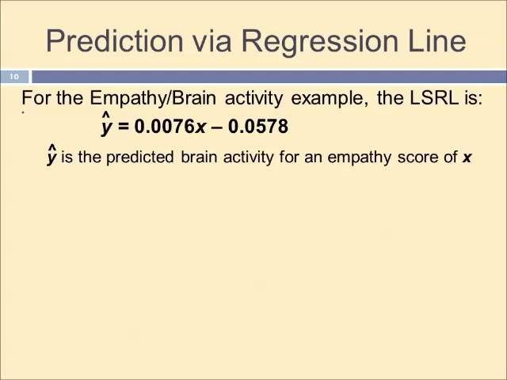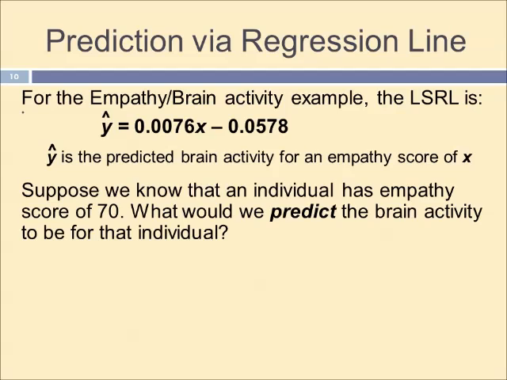Okay, so let's talk about prediction using the regression line. For the empathy brain activity example, the least squares regression line is y hat equals 0.0076x minus 0.0578. Y hat is the predicted brain activity for any empathy score x. Suppose we know that an individual has an empathy score of 70. What would we predict the brain activity for that individual?